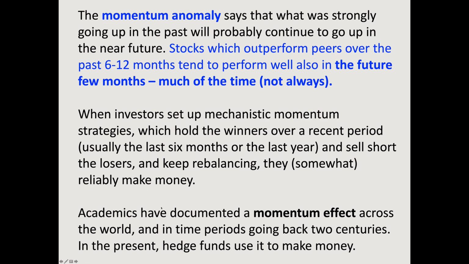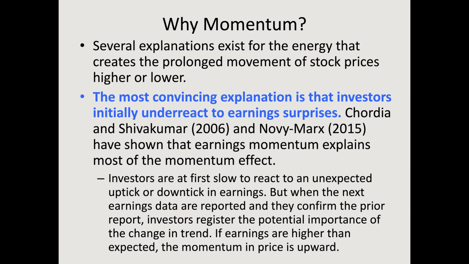Why does this momentum exist? There's a lot of explanations for it, but probably the most convincing, at least to me, is that investors are sometimes slow to react to unexpected good news from a company. When the earnings of a company are announced on a quarterly basis, the earnings have gone up, and they are greater than the analysts have predicted. But then when the earnings data comes out the next quarter and it confirms what happened in the past, if the news continues to be good, then investors start pouring into the stock.